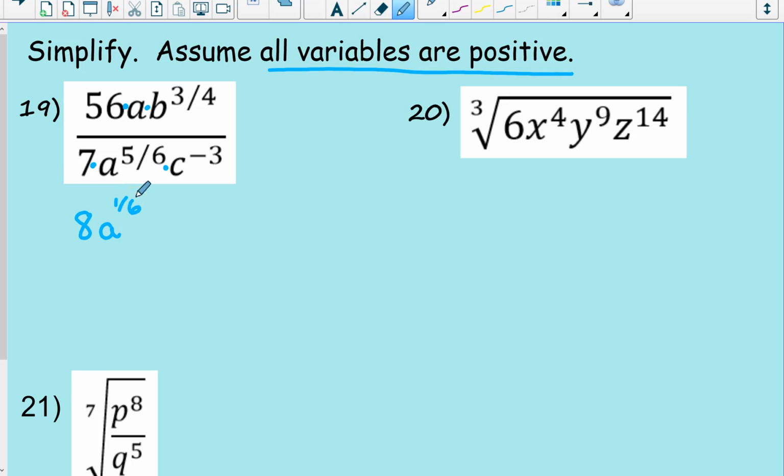There's only a single B, there's B to the 3/4, there's nothing to combine it with. And then the C on the bottom as C to the negative third could be written as C to the third on the top, and that way we won't have any negative exponents.